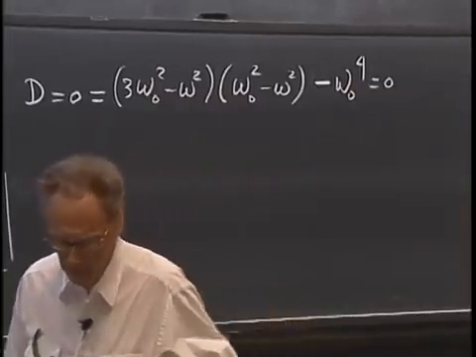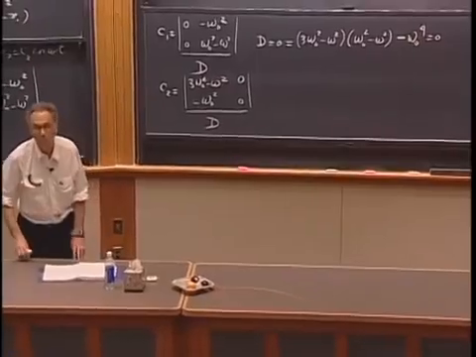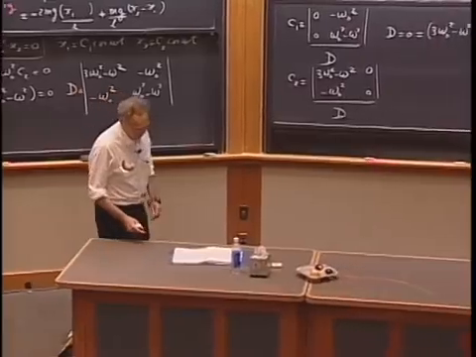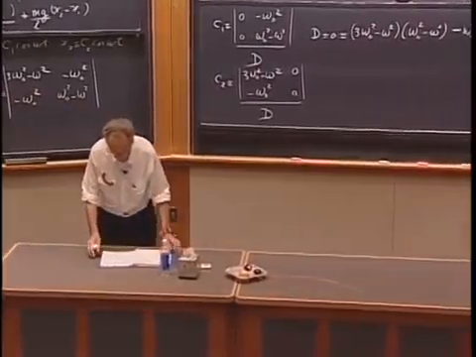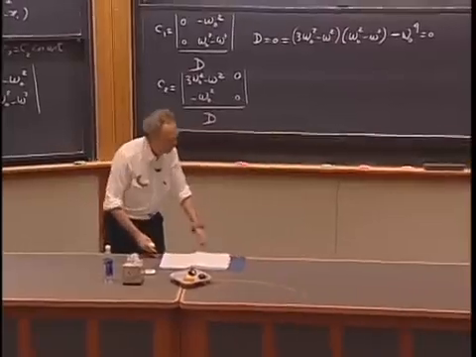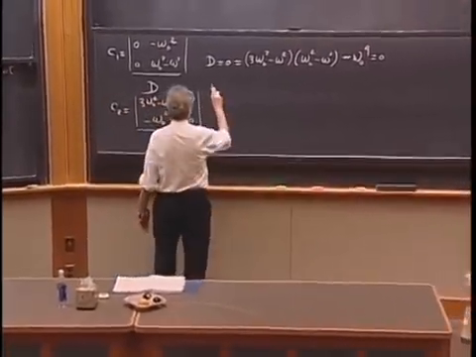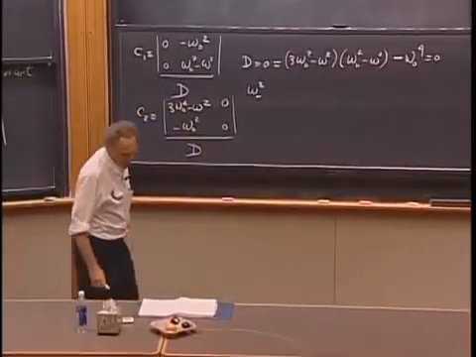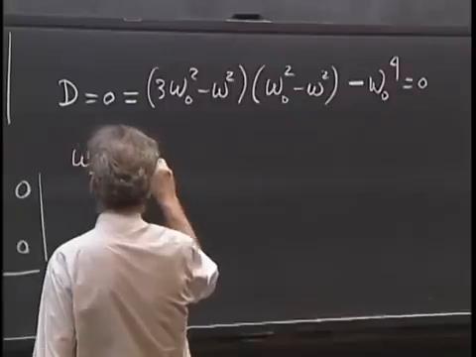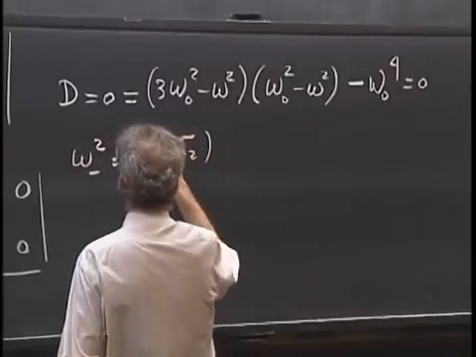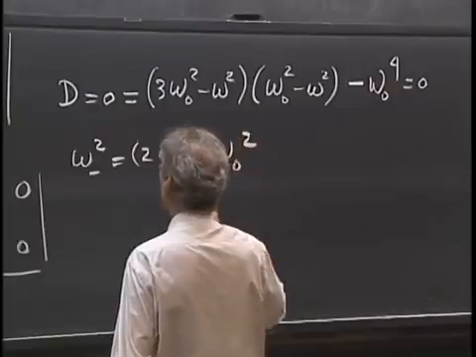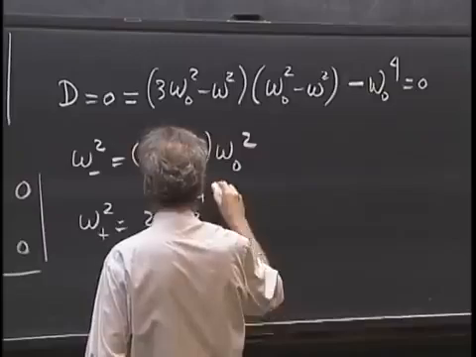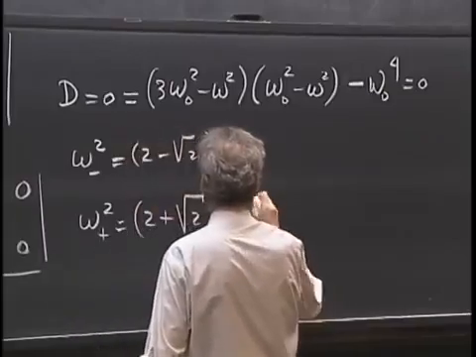And this equation is an equation in omega to the 4th. You can solve that for omega squared. I will leave you with that solution. This is utterly trivial. And out comes then that omega minus squared, which is the lowest frequency of the two, is 2 minus the square root of 2 times omega 0 squared, and omega plus squared is 2 plus the square root of 2 times omega 0 squared.